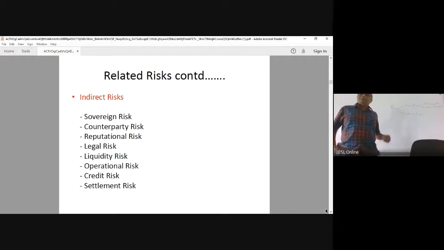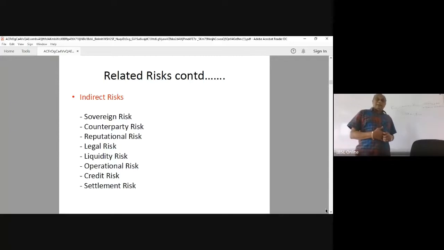Then the second one is counterparty risk. Counterparty risk is when you are dealing with a customer, either an importer or exporter, and that particular party is a risk, right? Reputational risk: by doing a wrong thing, if something happens to your reputation, that reputational risk is also an indirect risk. A lot of banks are very much concerned about their reputational risk. Then legal risk. Liquidity risk: if they don't have the liquidity, they have a liquidity risk. And operational risk.